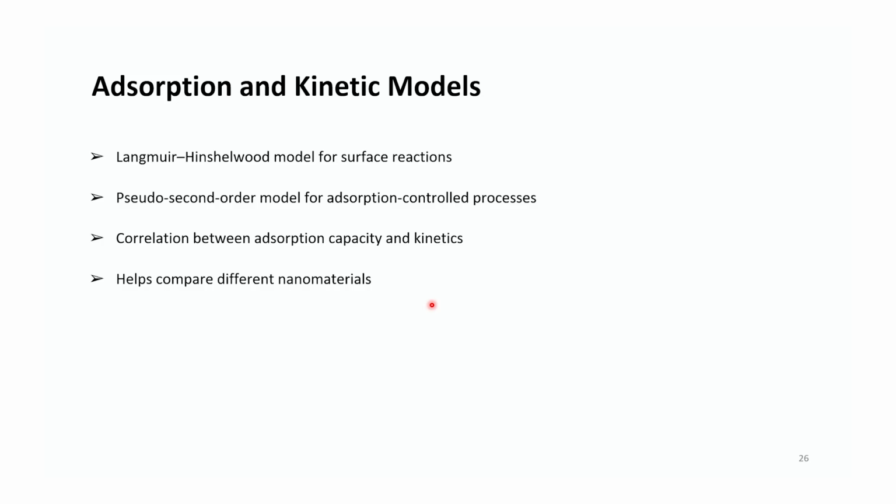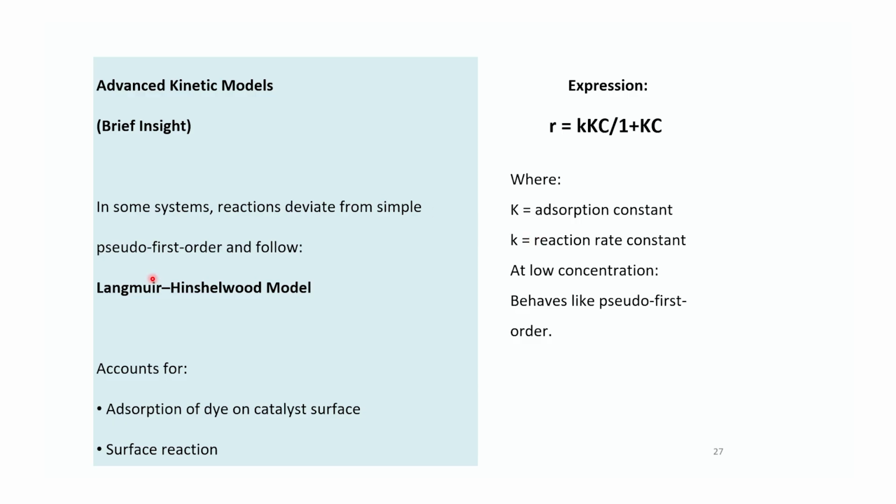Then adsorption and kinetic models. The Langmuir-Hinshelwood model is the model for surface reactions. The pseudo second order model is for adsorption control processes. We will be studying the pseudo second order model, and then the correlation between adsorption capacity and kinetics, and these help to compare different nanomaterials. In some systems, reactions deviate from the simple pseudo first order reaction and follow the Langmuir-Hinshelwood model, which accounts for the adsorption of dye on the catalyst surface.